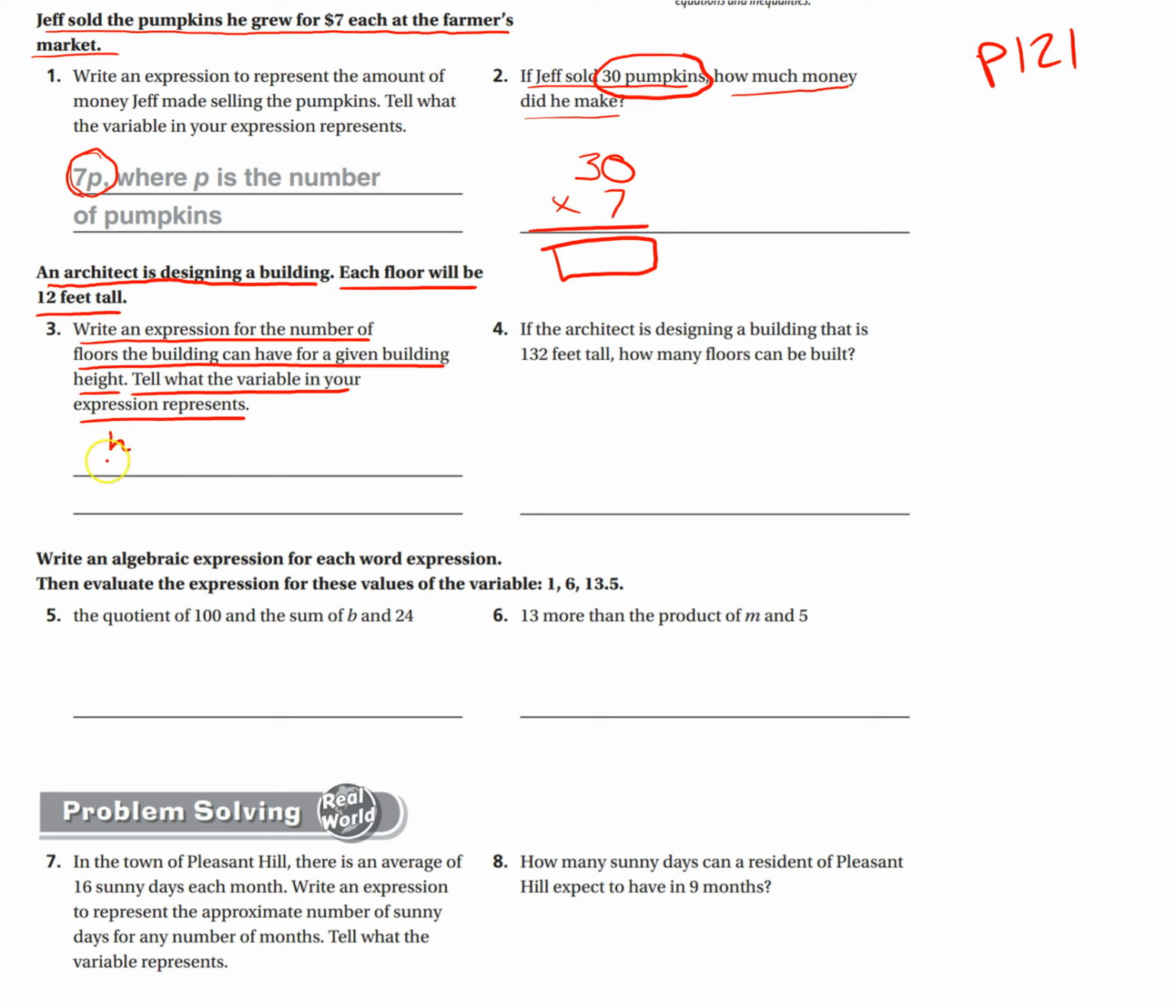And how many floors it can have, well, depending on the height, each floor is 12 feet. So we need to divide whatever the height is by 12, and that will tell us how many floors we can have. So there's our expression, h divided by 12, and h represents the height of the building.